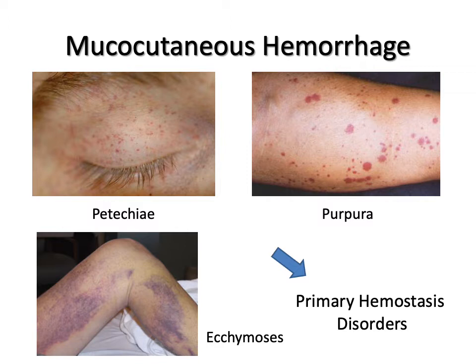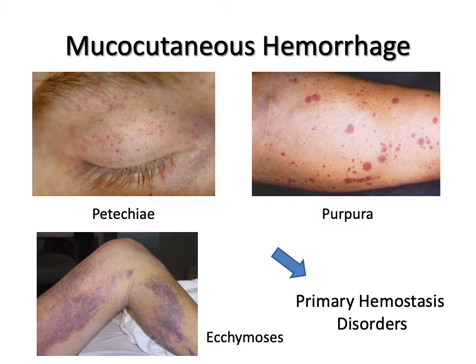Mucocutaneous bleeding suggests a platelet disorder. Petechiae are small, pinpoint, round, red to brown, or purple spots on the skin caused by broken capillaries. Petechiae may be present with physical trauma and also with infectious and non-infectious conditions.